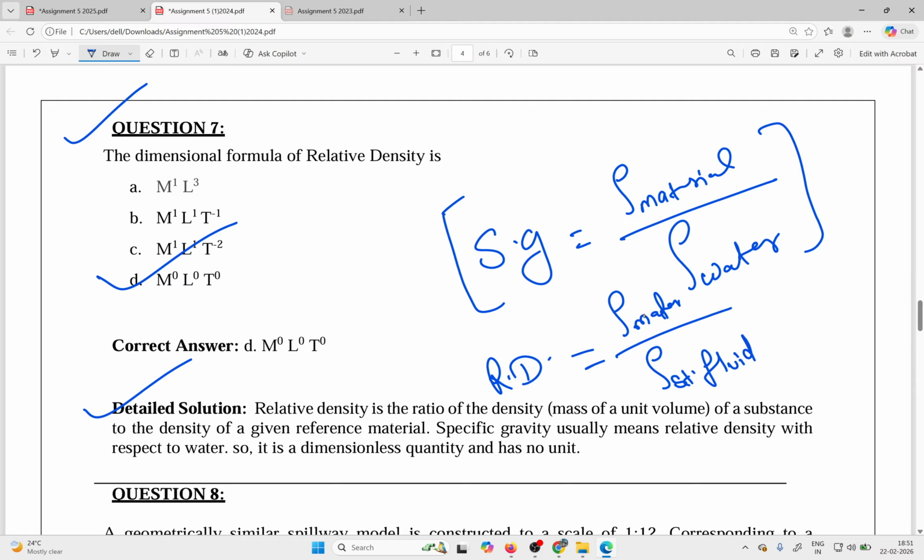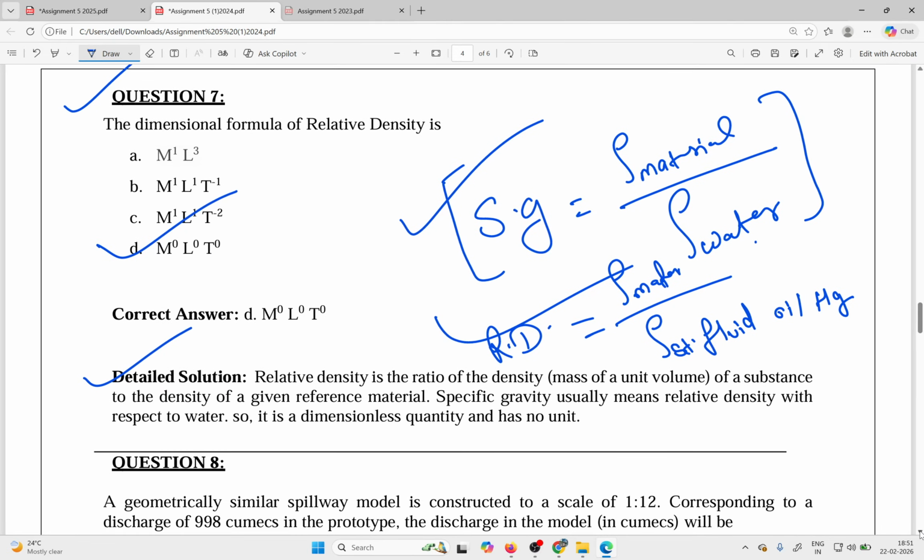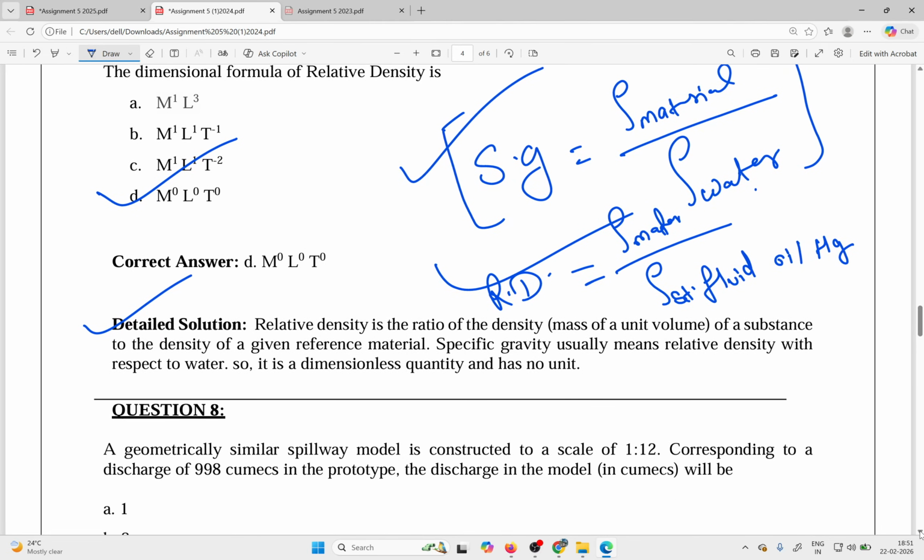Whether you want to see the density of this material with respect to oil, with respect to mercury, with respect to honey. If you are looking at this material's density with respect to water, you can say the specific gravity. If you are taking some other reference point, then you can write the relative density. So this is the brief. Otherwise, if you are using water, you can say this is the specific gravity, no issue.